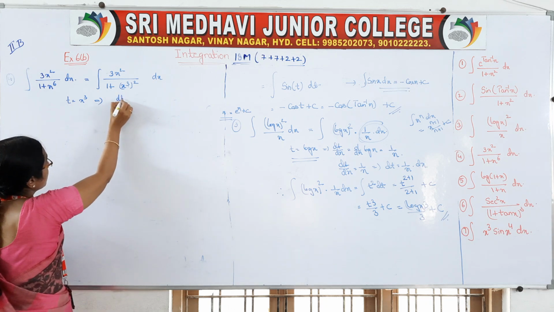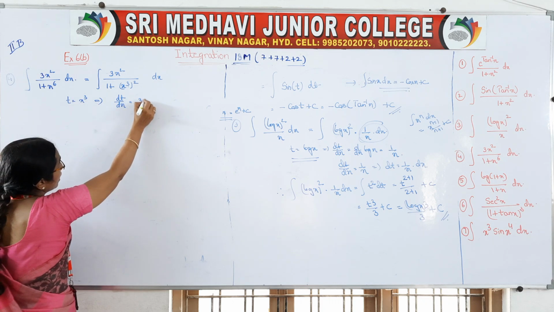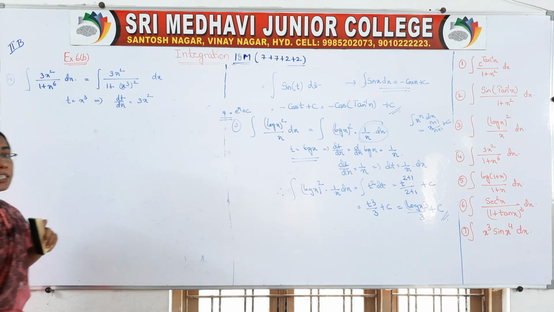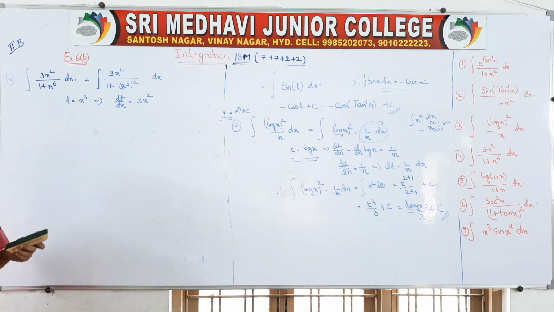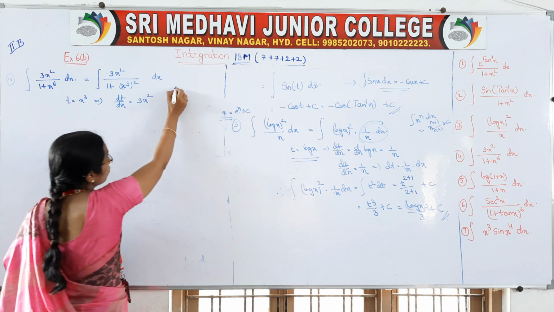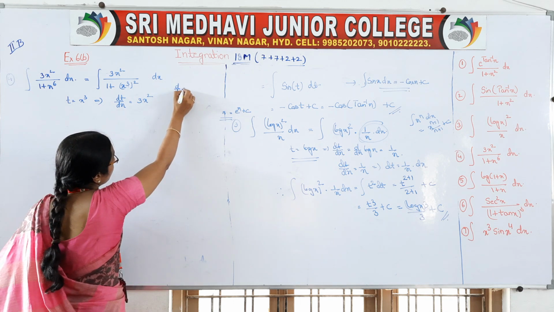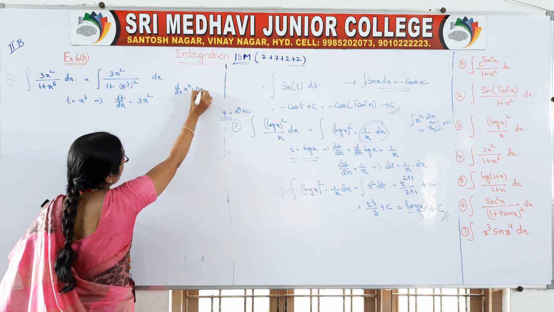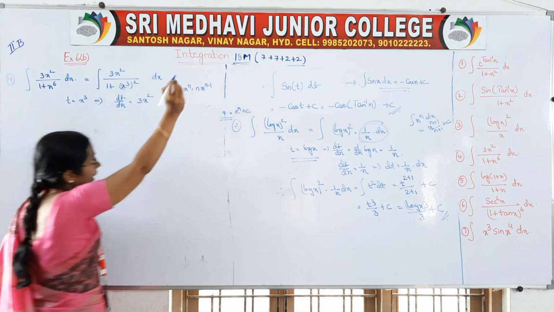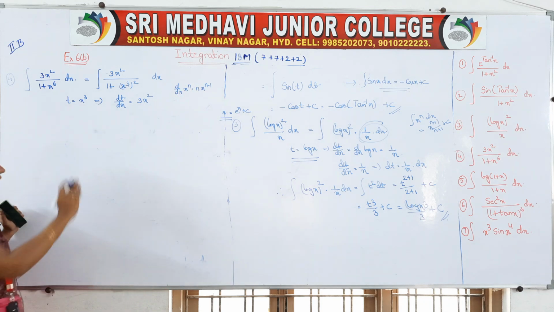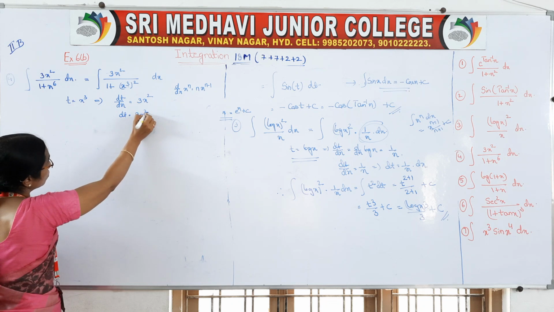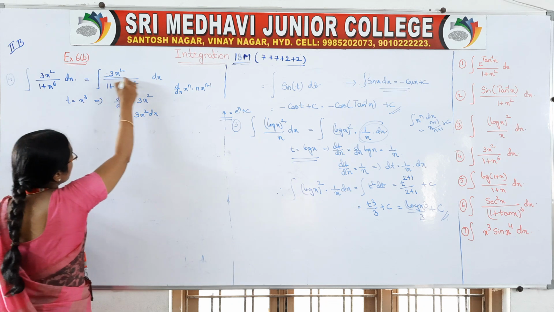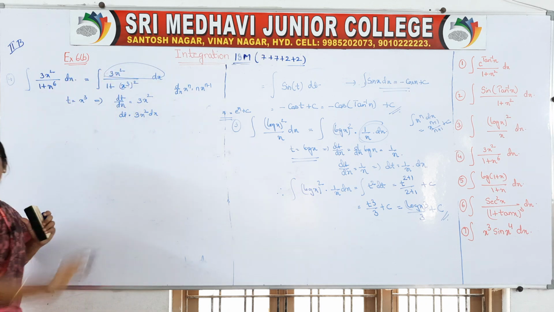Then what happens? dt by dx is equal to 3x square, isn't it? d by dx of x cube, n into x to the power of n minus 1. You know the formula, d by dx of x to the power of n is equal to n into x to the power of n minus 1. So send dx that side, what happens? dt is equal to 3x square dx. See, we got this value, isn't it?